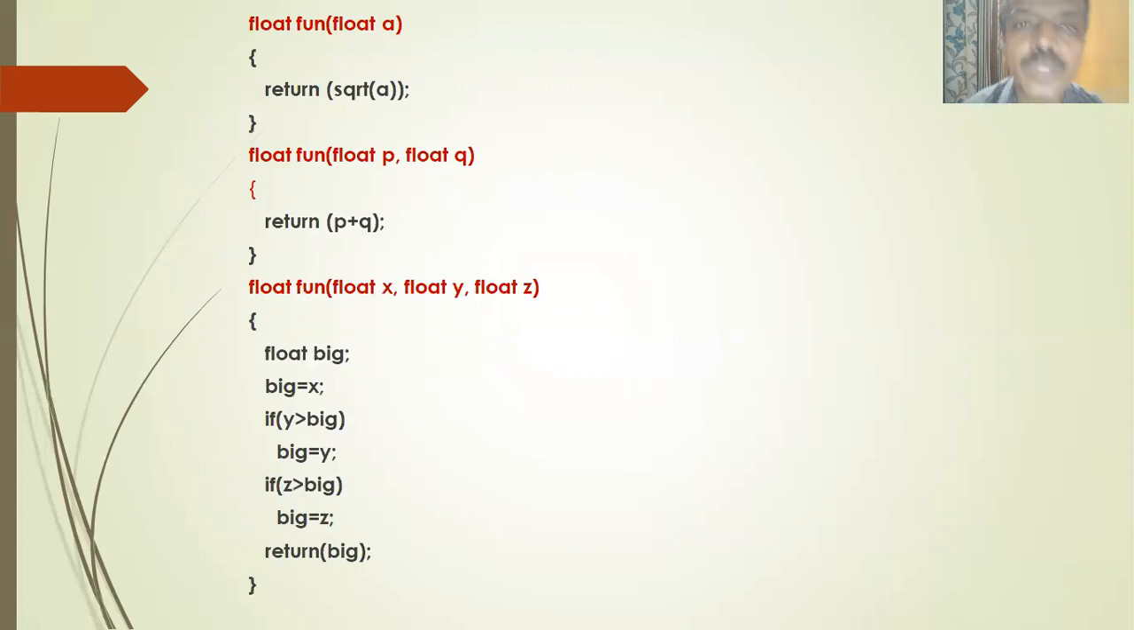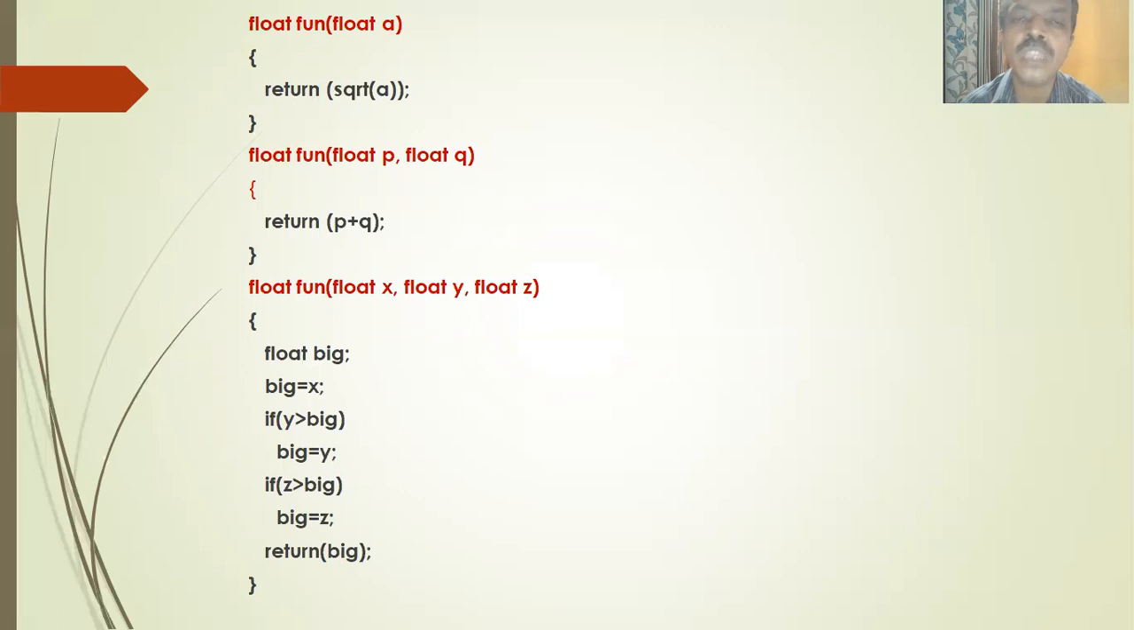Now we have to write the three different formats of the function called fun. float fun(float A). This is the first format. Number of arguments is 1, that is A, and the return type is again float type. So return square root of A. Second format, the arguments are P and Q, and the return type is float: float fun(float P, float Q). Return P plus Q.